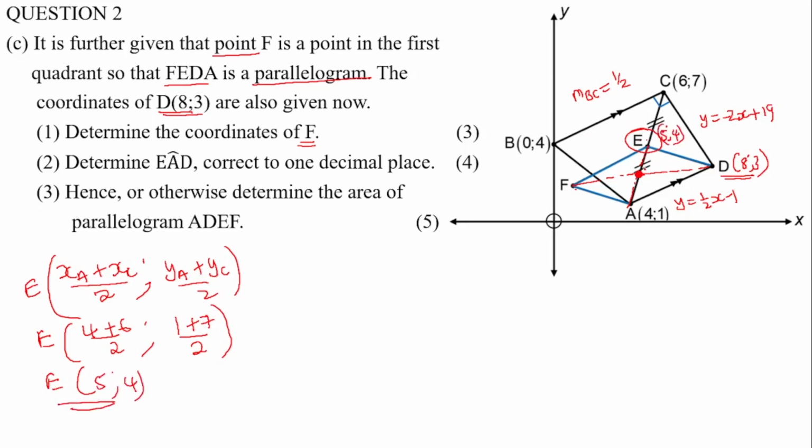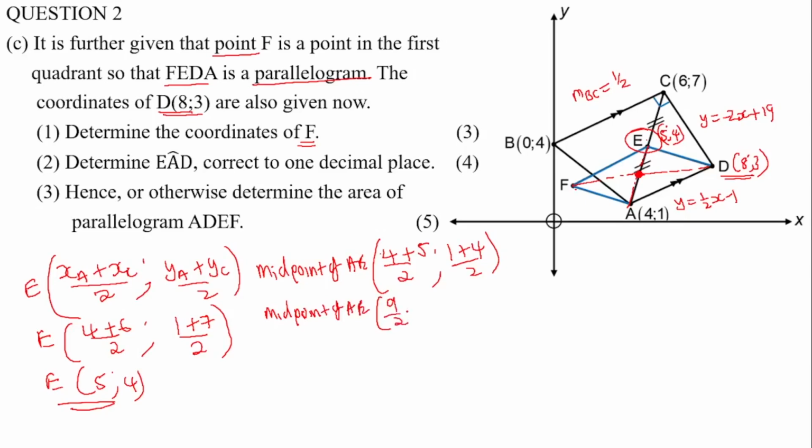Now we need to find the midpoint of AE. It will be x at A, which is 4, plus x at E, which is 5, divided by 2, and then y at A, which is 1, plus y at E, which is 4, divided by 2. And then the midpoint of AE is 9 over 2, and then 5 over 2. These are the coordinates of the midpoint of AE.